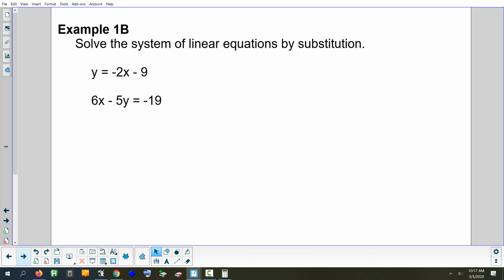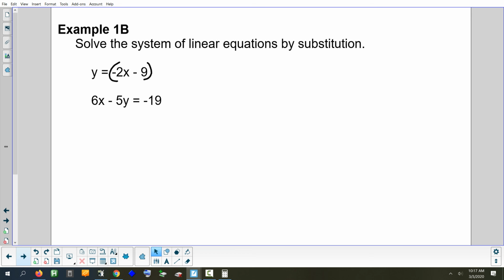So the first thing we want to figure out is, do you have a letter that's already isolated? Yes. If you didn't, that's tomorrow. Which equation has a letter isolated? The first one. And which letter is isolated? Y. So step 1, put parentheses around what's on the other side.